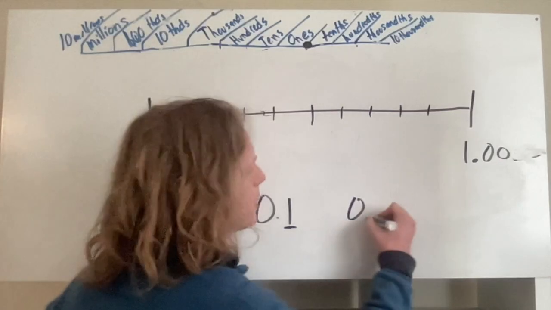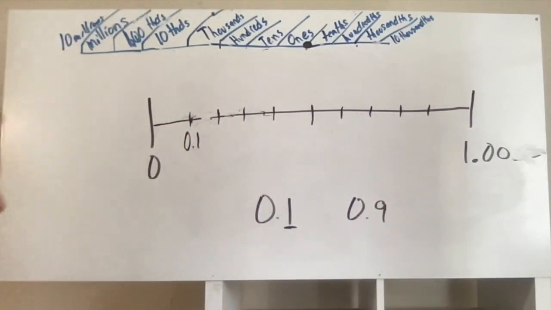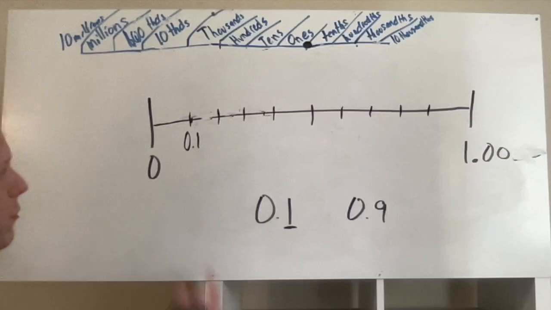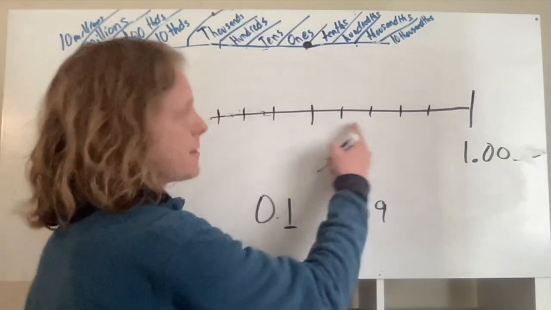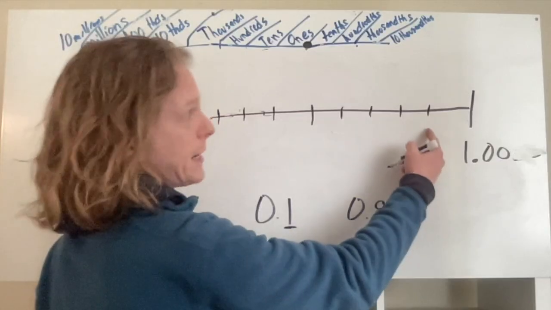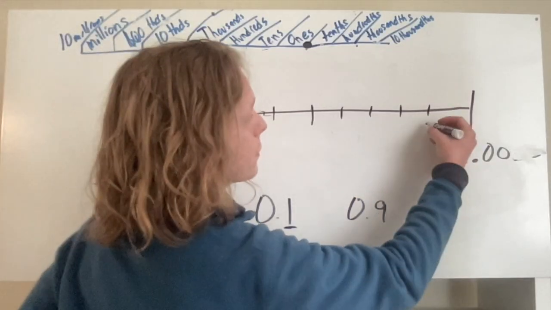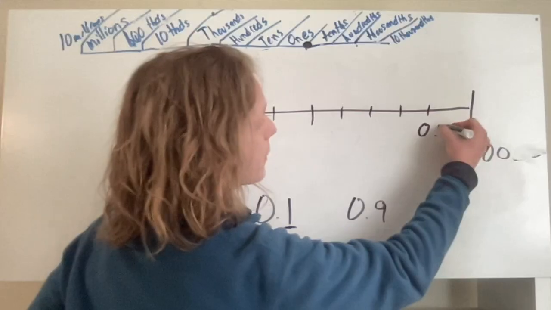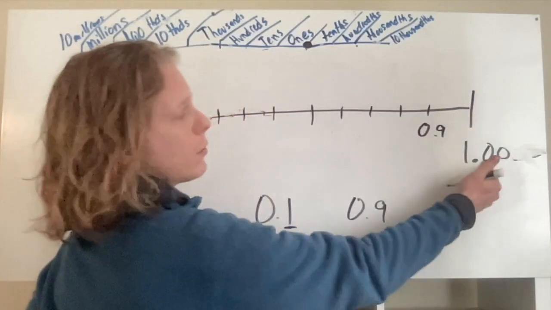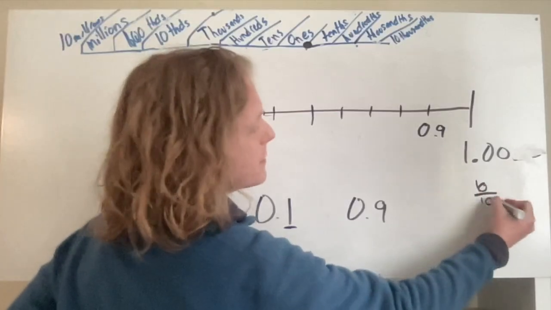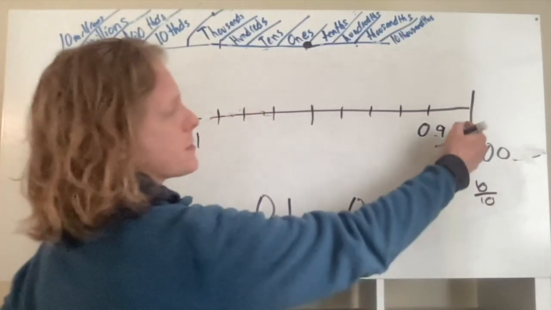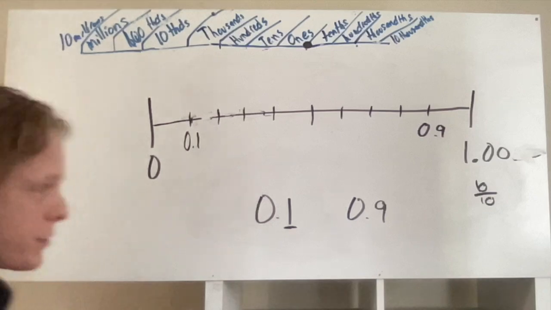Where would 9/10 be? Well, if 1/10 is here, that's 2, 3, 4/10, 5, 6/10, 7/10, 8/10, 9/10, right? So it would go right here. We could also have thought about, well, 1 is equal to 10/10, right? So 9/10 is just 1/10 backwards.